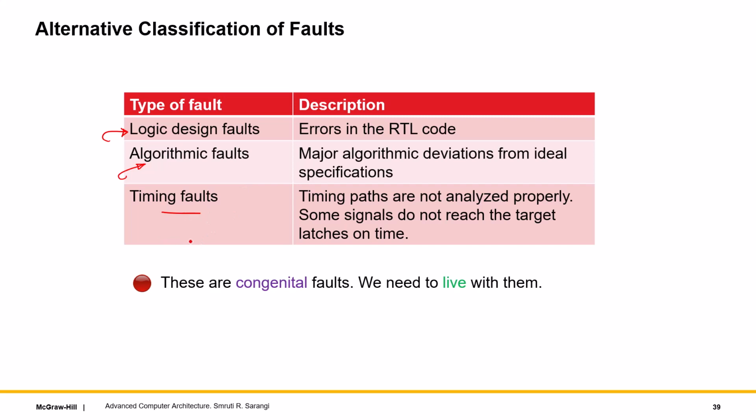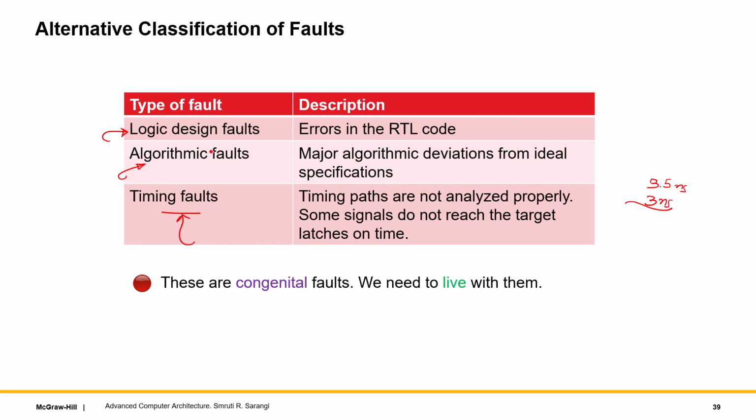Timing faults are very common. Timing faults basically say that, look, I thought that a given path would take, let's say, 3 nanoseconds, and I set my clock cycle accordingly. But let's say my clock cycle is set to 3.5 nanoseconds, but this path is actually taking 4 nanoseconds. Then the signal will not reach the target latch at the right time. So I'll have a timing fault.